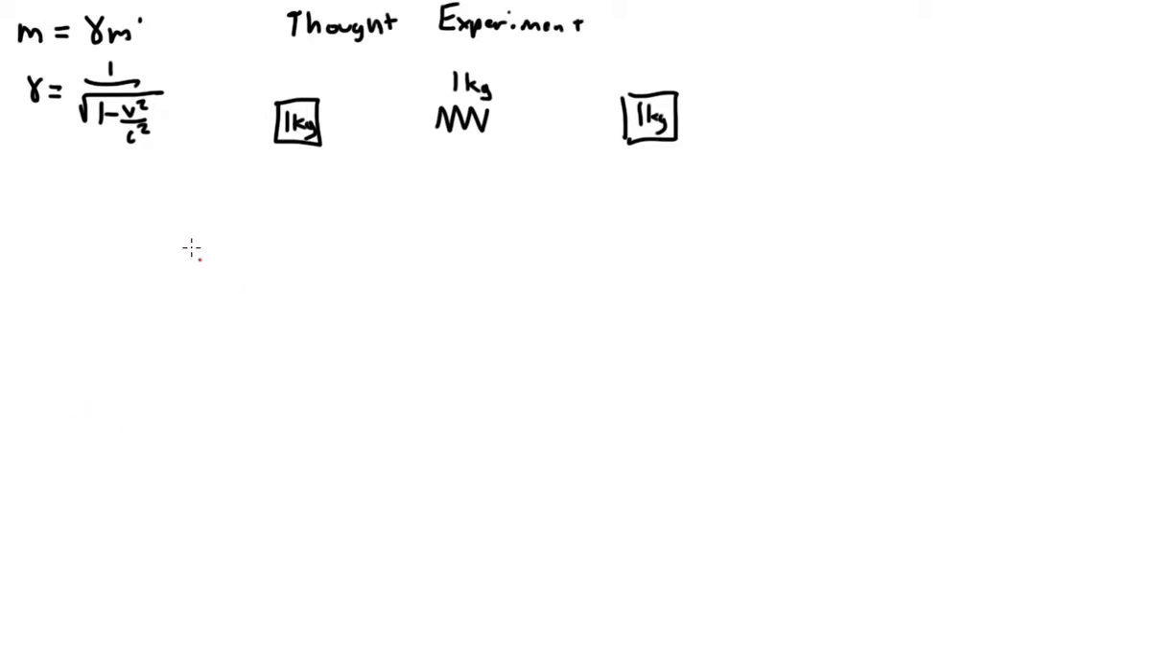Then some external force comes and pushes on the left box, and another external force comes and pushes on the right box, and it accelerates these boxes. So now we have a box here and a box here, and these are moving at, we will say, 0.6 times the speed of light. Here's the spring still in the middle. The spring still has a mass of 1 kilogram.